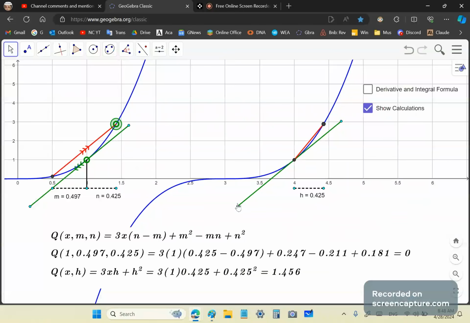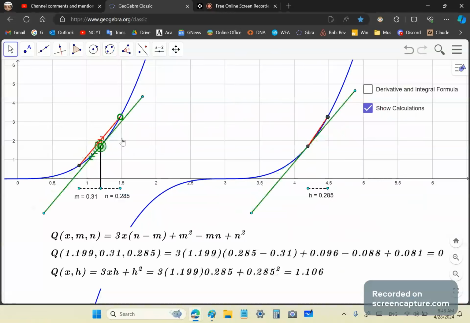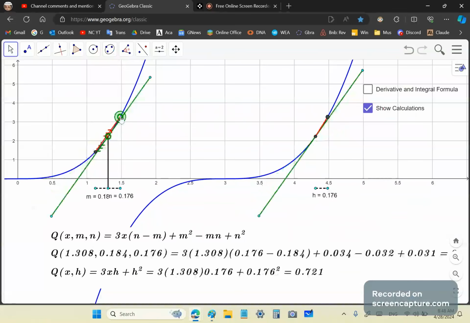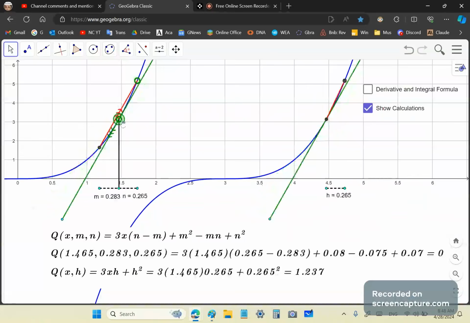As you can see, I've just written the expression for q of x, m, n, which is always 0 because I've put the values in here, and I'll show you it's always 0. It doesn't matter where you are. You can be over here. Let's put it over here and here. Let's put it on 3 if we can.